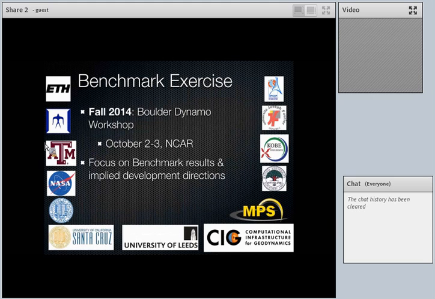We'll be talking about this at the Fall 2014 Dynamo Workshop, organized by CIG. It'll be October 2nd and 3rd, and I believe it'll be at NCAR, with Mark Misch from NCAR as the local host there. The focus of the meeting will be on basically the cross comparison between all these different benchmarks and the implications of the benchmark results for future dynamo development. And where the idea again is to figure out which are the best avenues to be developing in the future for peta and exascale devices.